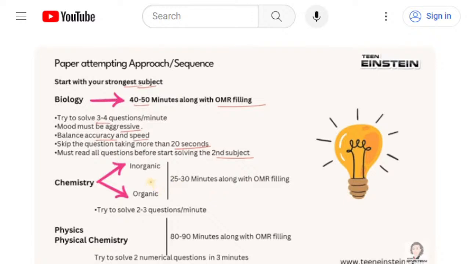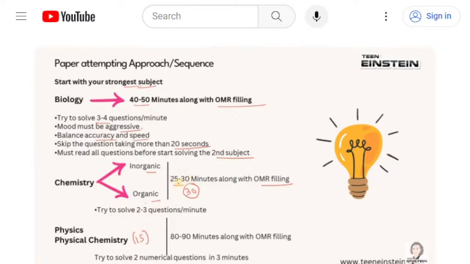But my suggestion will be to go with the chemistry paper, because the inorganic and organic part will be containing hardly any numerical problems, so most of them will be informative. Try to finish off this inorganic and organic part within 25 to 30 minutes along with OMR filling. And let me tell you, the physical part you can do with physics, because there will be numerical questions, analytical questions as well. So typically in physical part there will be 15 questions, so you have to answer organic and inorganic chemistry some 30 questions.